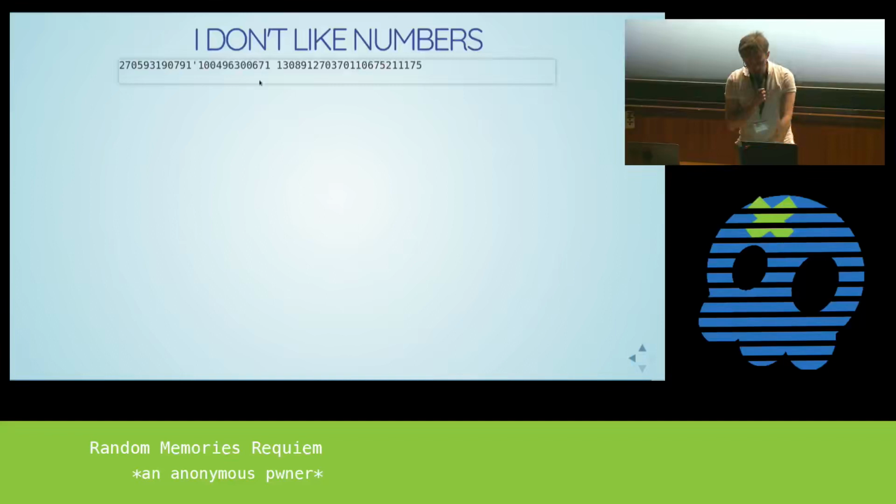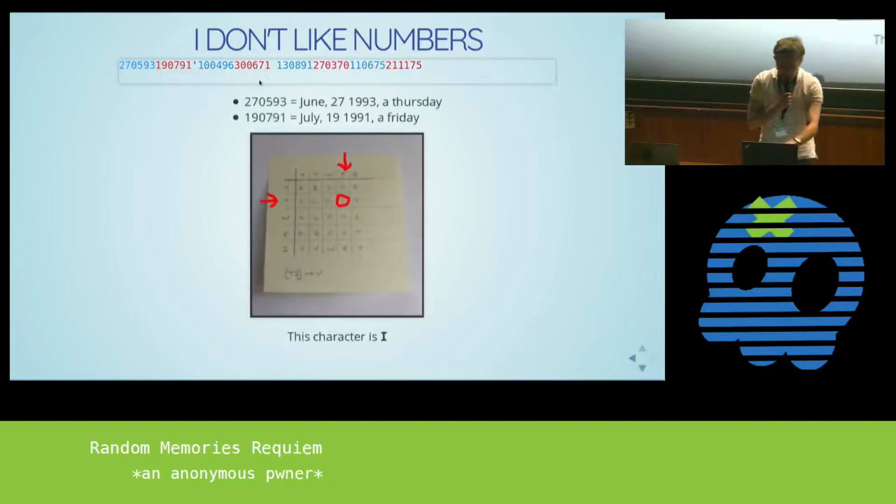So you just have this, and if you have some magic in your head, you can say, okay, this is actually dates. And each character is represented by 2 dates. So each date has a weekday, and you need to map the 2 weekdays using the substitution table, and it gives you a character.